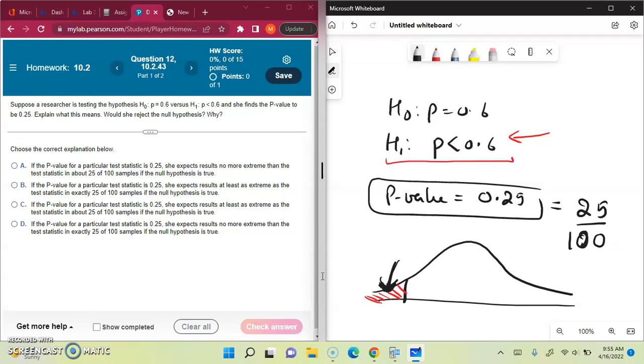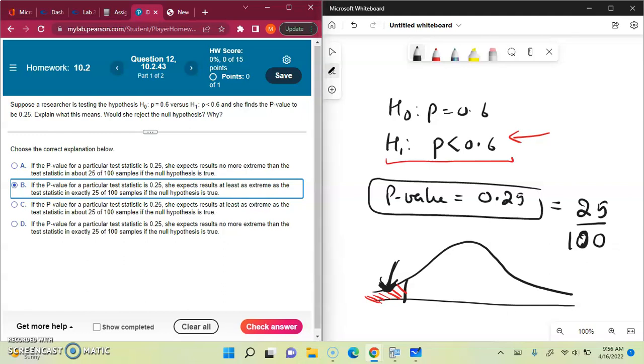If the p-value is this, she expects a result at least as extreme, so extreme or more extreme, as the test statistic in 25 of 100 samples if the null hypothesis is true. This seems like the correct option. So let's read the next one too in any case. If the p-value is this, she expects a result at least as extreme as the test statistic in about 25 of 100.